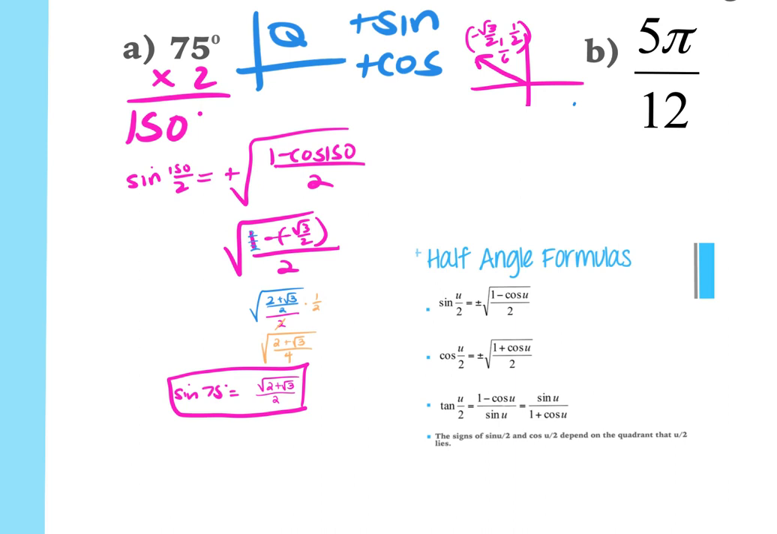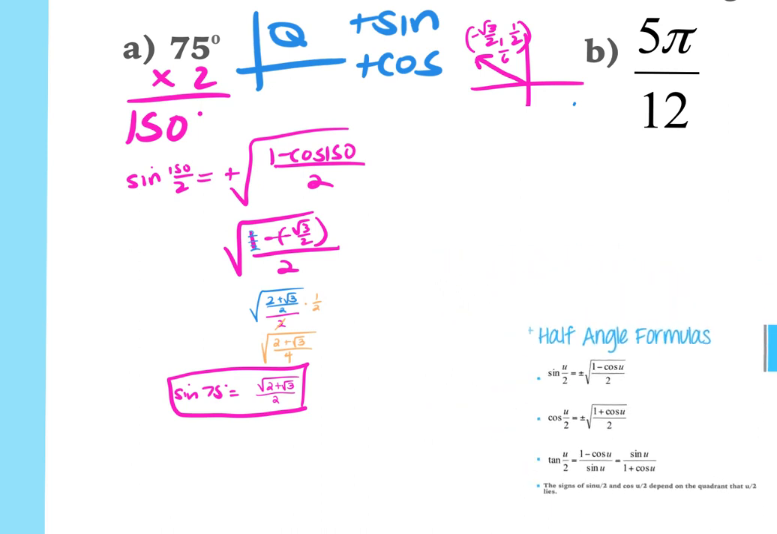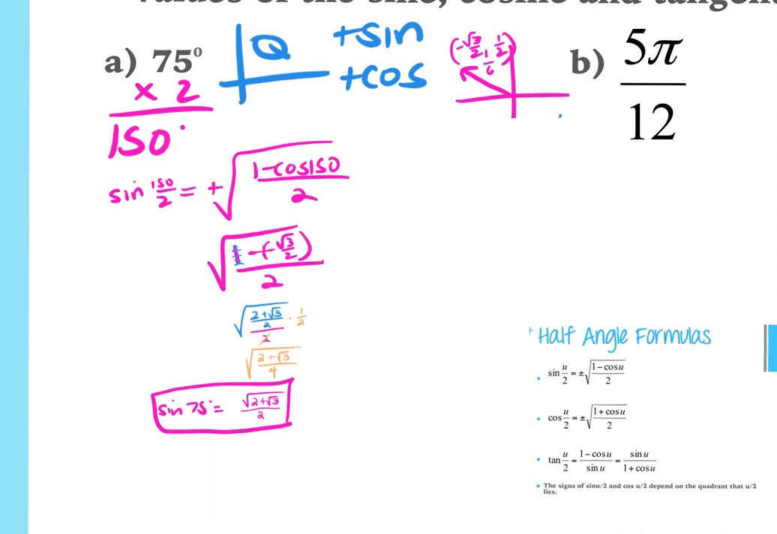Wait, you said you divided by 2 and then you just... Well, the original question is divided by 2. We double it to plug the value in for cosine. Oh.